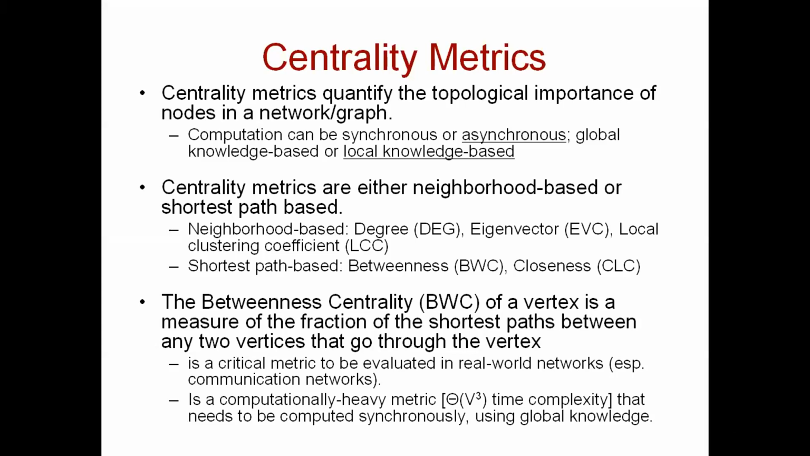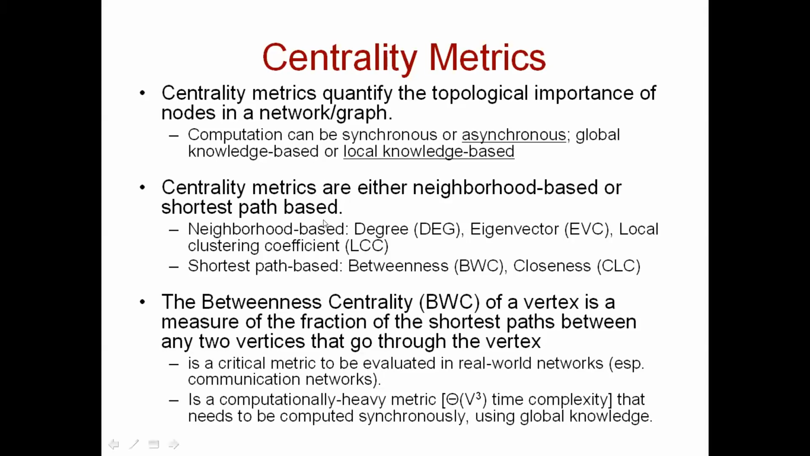There are a lot of centrality metrics out there. The more commonly used ones I have listed here, and they can be broadly grouped under two classes: either they are neighborhood based or shortest path based. Neighborhood-based metrics are degree centrality, eigenvector centrality, local clustering coefficient, and so on. They are all computed using the neighborhood information of the nodes. The shortest path-based metrics are betweenness centrality and closeness centrality.